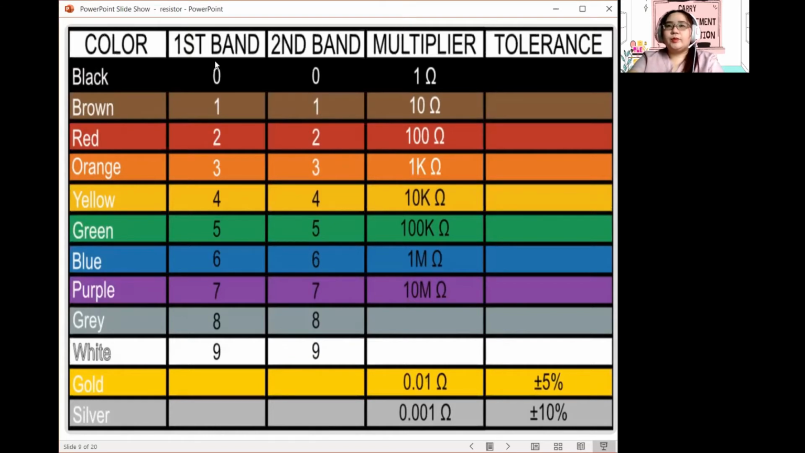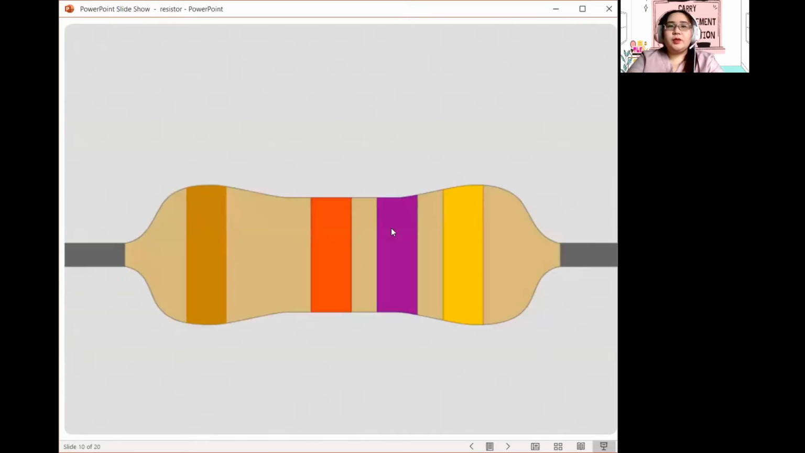Again, we will read 4 bands: the first band, the second band, the multiplier, and the tolerance. Each band has different values. To begin with, we need to find the gold or the silver color, which is our tolerance. Here is our gold color. Later, we will discuss what tolerance is.